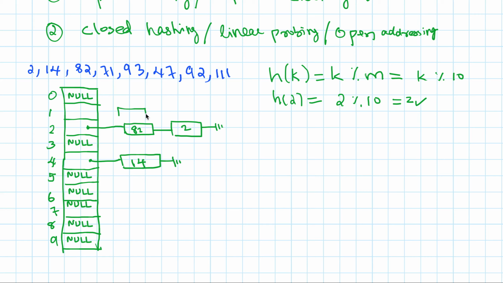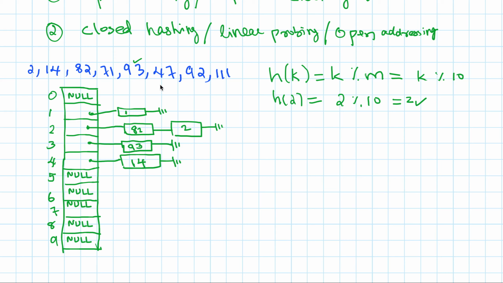Then that will be stored in the first index, and this is the first node in the linked list. Then I have to insert the number 93. 93 will go to this position. So I'm creating a new node, and I will insert 93 here.